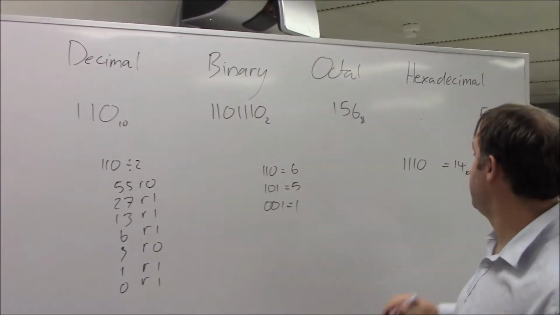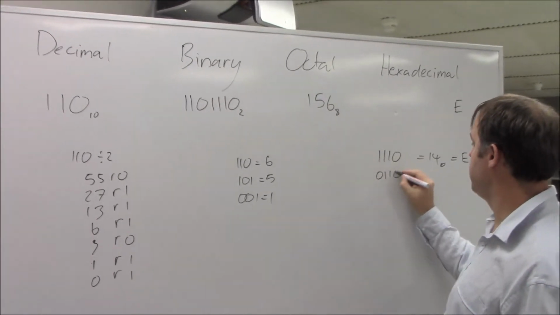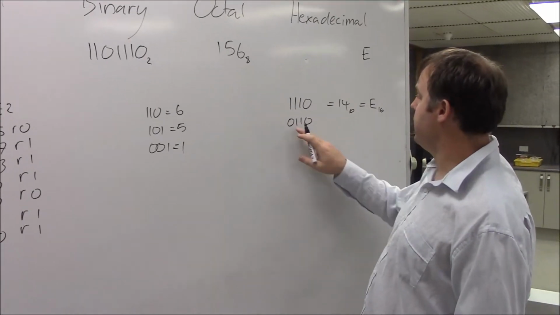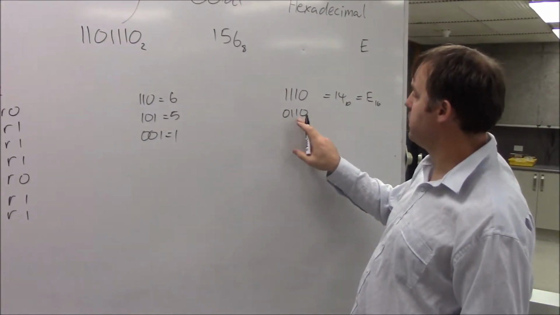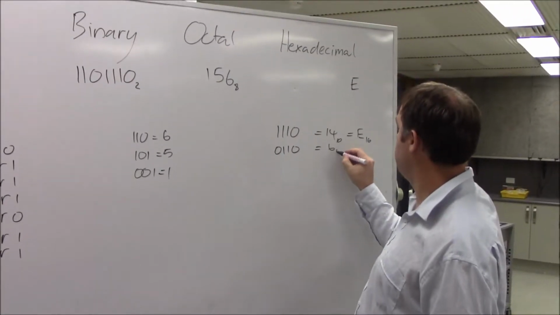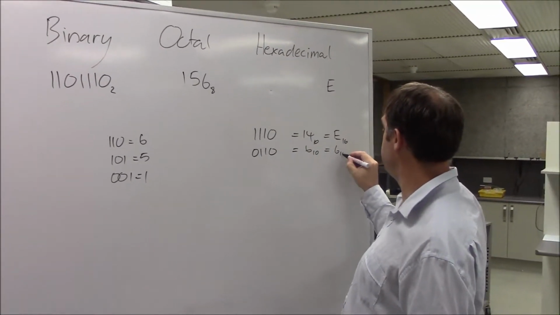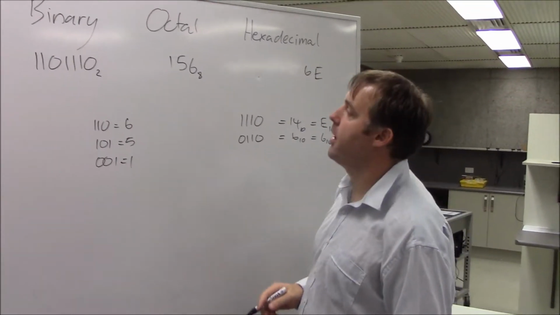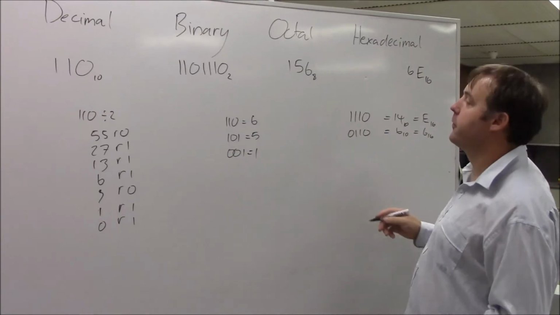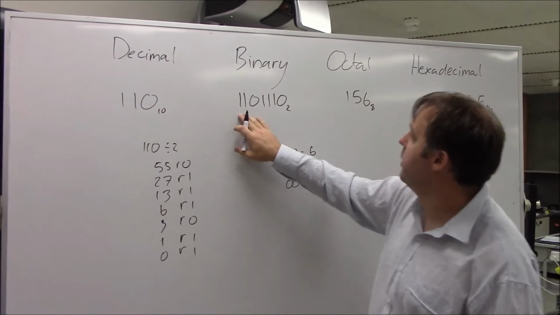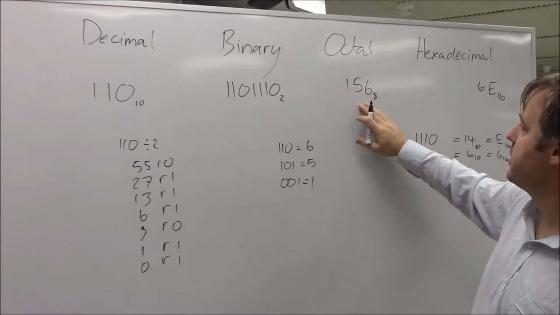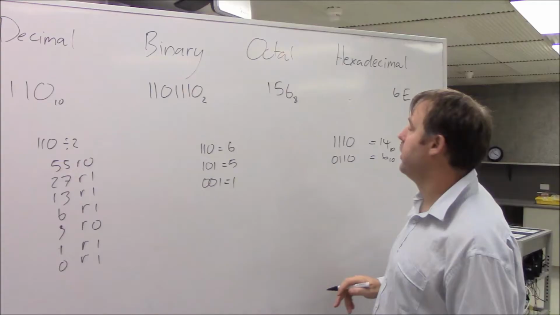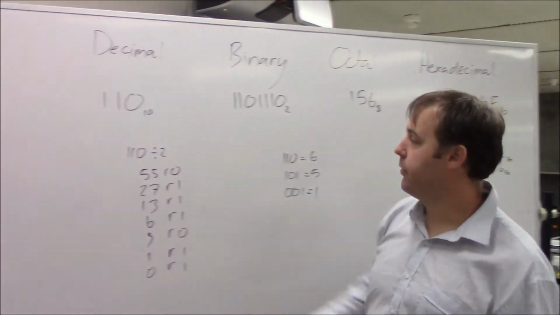The next one is 110, 0110. So I've given it a preceding 0 again. And that is no 8s, a 4 and a 2, which is 6 base 10, which is also 6 base 16. So we're going to have 6E as our base 16 number. So we've gone 110 decimal is this number in binary, which is 156 in octal, and 6E in hexadecimal. Let's do one where we convert from hexadecimal to all the others.